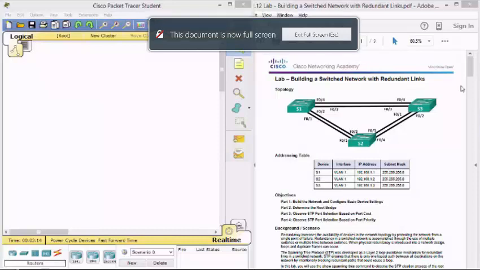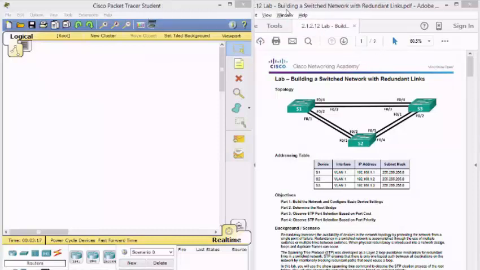Now, Packet Tracer lab: building a switched network with redundant links, PDF lab. In this video, we're going to be building a redundant link using three switches, switch S1, S2, and S3. Just drag three switches.